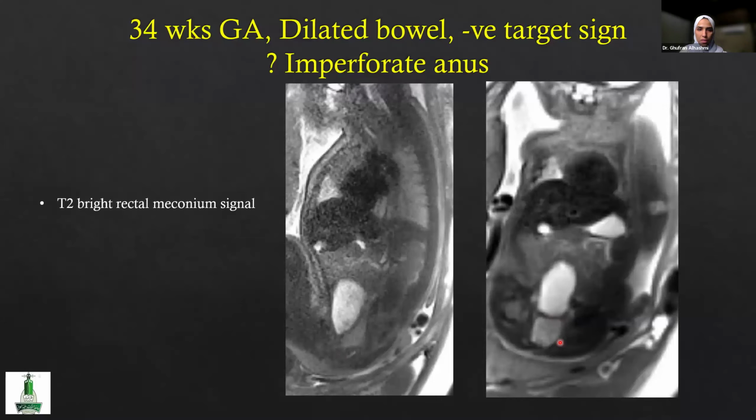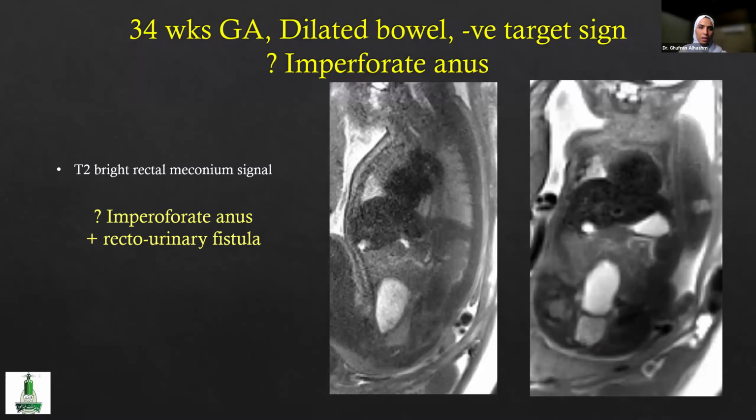This is the same patient, but this is a coronal image, again, showing us the urinary bladder here, and this is part of the rectum shown here, having high T2 signal instead of normal dark T2 signal. So this finding on fetal MRI is actually associated with imperforate anus and the presence of a rectourinary fistula, contributing to the high signal of meconium on fetal MRI. And this was actually confirmed postnatally, the imperforate anus and the presence of a rectourinary fistula.